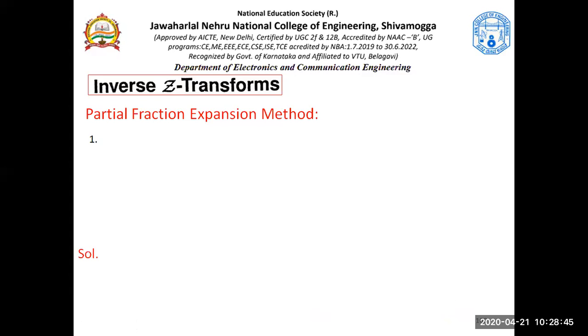I'll come to that later, along with the ROC, which I'll be talking about as the second part of this. But first, understand X of Z would be given here, and with X of Z you need to be able to obtain X of n, which means I'm applying inverse Z transform on X of Z to obtain the time domain signal X of n. And the method I'm using is the partial fraction expansion method. You're all aware of the partial fraction method. Using it, we will be solving this problem.